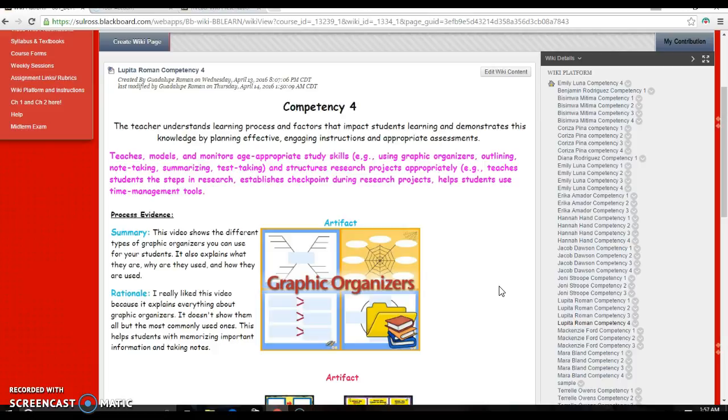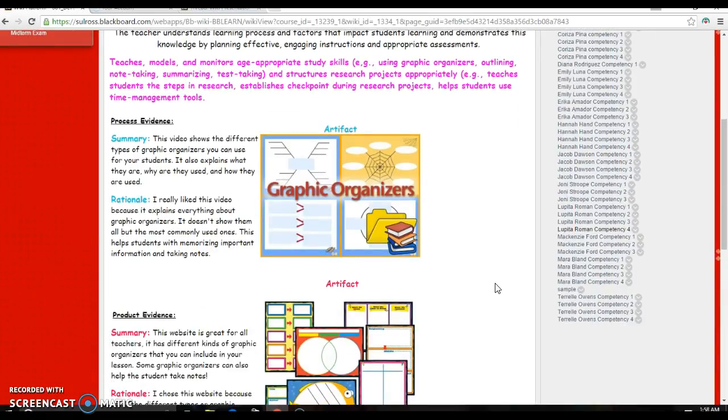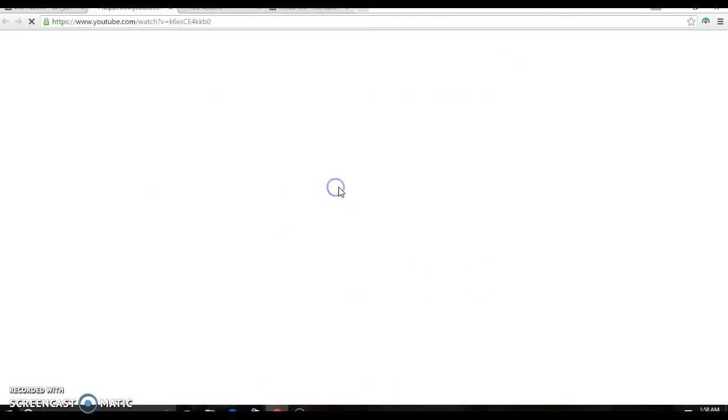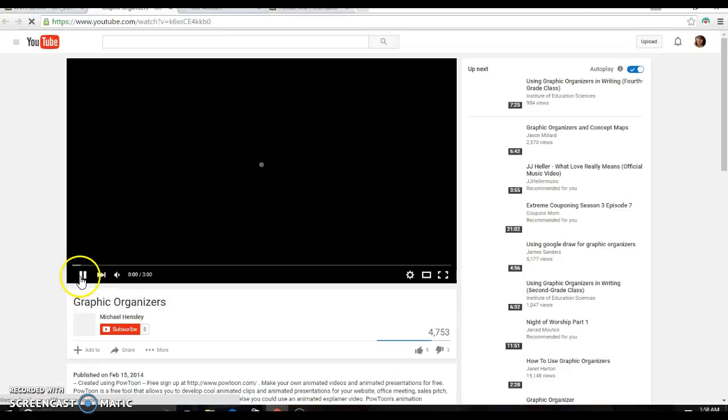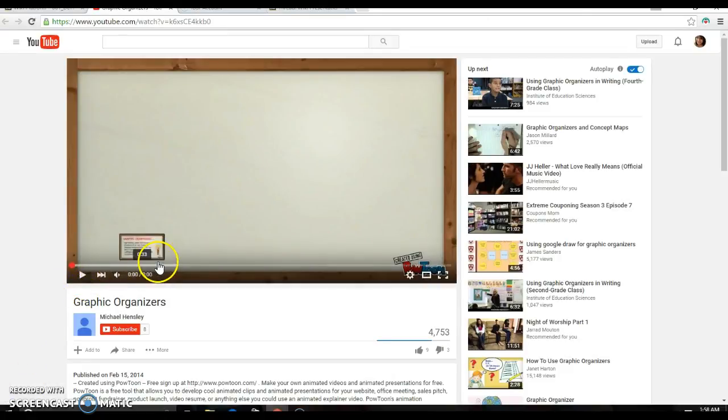For my statement, teaches, models, and monitors age-appropriate study skills using graphic organizers, outlining, note-taking, summarizing, test-taking, and structures research project appropriately. Teaches the students steps in research, establishes checkpoints during research projects, helps the students use time management tools. For my process evidence, my artifact is graphic organizers. And this is basically a video going over the different types of graphic organizers.